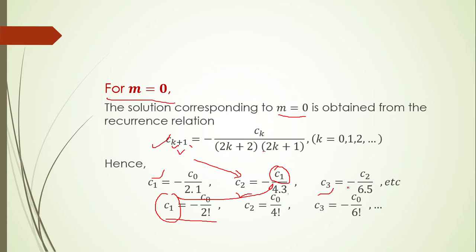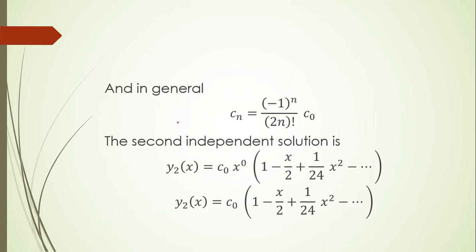For the value c3 is equal to minus c2 upon 6 into 5, but c2 is equal to this, so we get c3 is equal to minus c0 upon 6 factorial. So we get the general form: Cn is equal to minus 1 raised to n upon 2n factorial into C0. So the second independent solution is y2 of x is equal to C0 into x raised to 0 into 1 minus x by 2 plus 1 by 24 into x square minus up to infinity. This is the second independent solution.